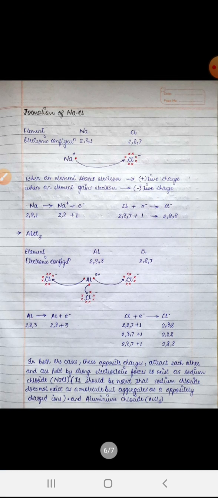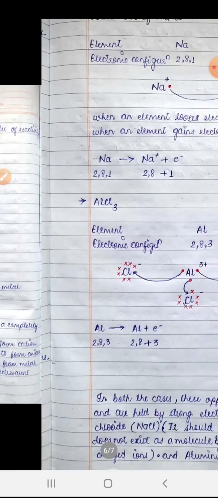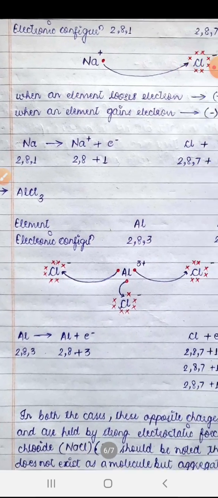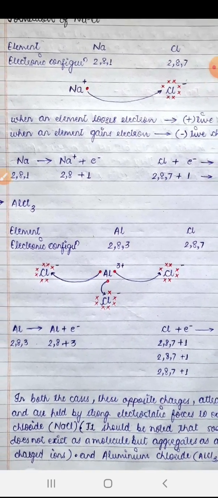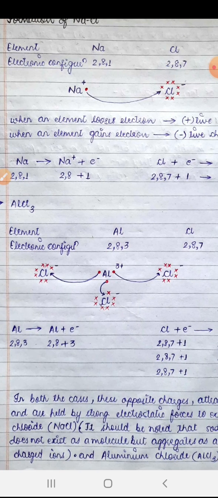Yes, now we are going to see another example, that is aluminium chloride, AlCl3. Here we have written the elements, aluminium and chlorine. The electronic configuration of aluminium is 2, 8 and 3. Yes, 2 in the first orbit, 8 electrons in the second orbit, while in the outermost valence shell it has 3 electrons. In the same way, we have written the electronic configuration of chlorine, that is 2, 8, 7. Yes, in the previous example we have seen this.